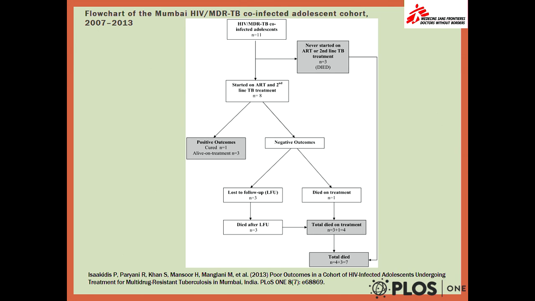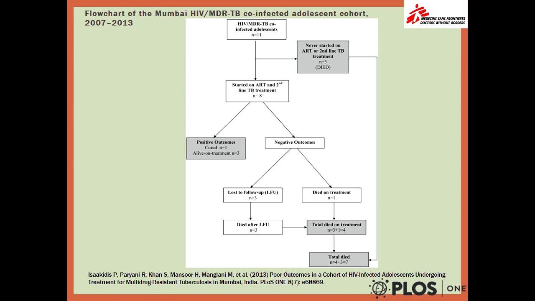And we looked at our very small cohort of, at that moment, approximately 50 to 60 patients with drug-resistant TB and HIV co-infection in Mumbai. And we identified 11 adolescents at that moment. And we had, as you can see in this flow chart, 3 died before we even started treatment. And then when we looked at the outcomes, positive were only 1, plus the 3 that were on treatment at the moment of this analysis. 4 adolescents had favorable outcomes, and 7 of them died.